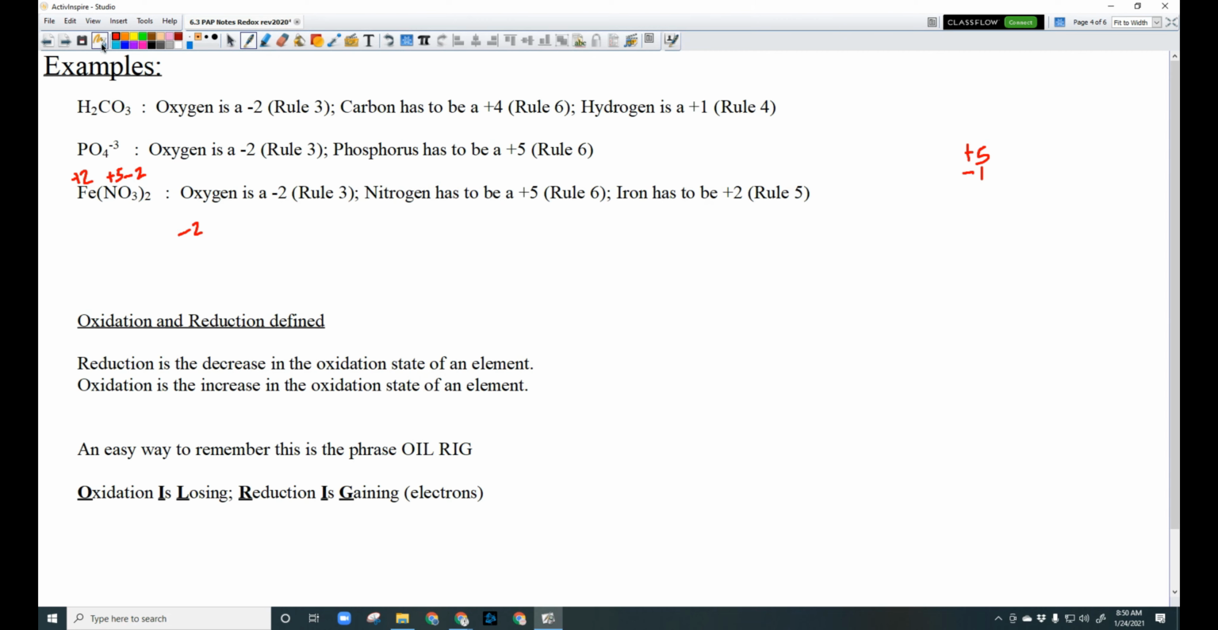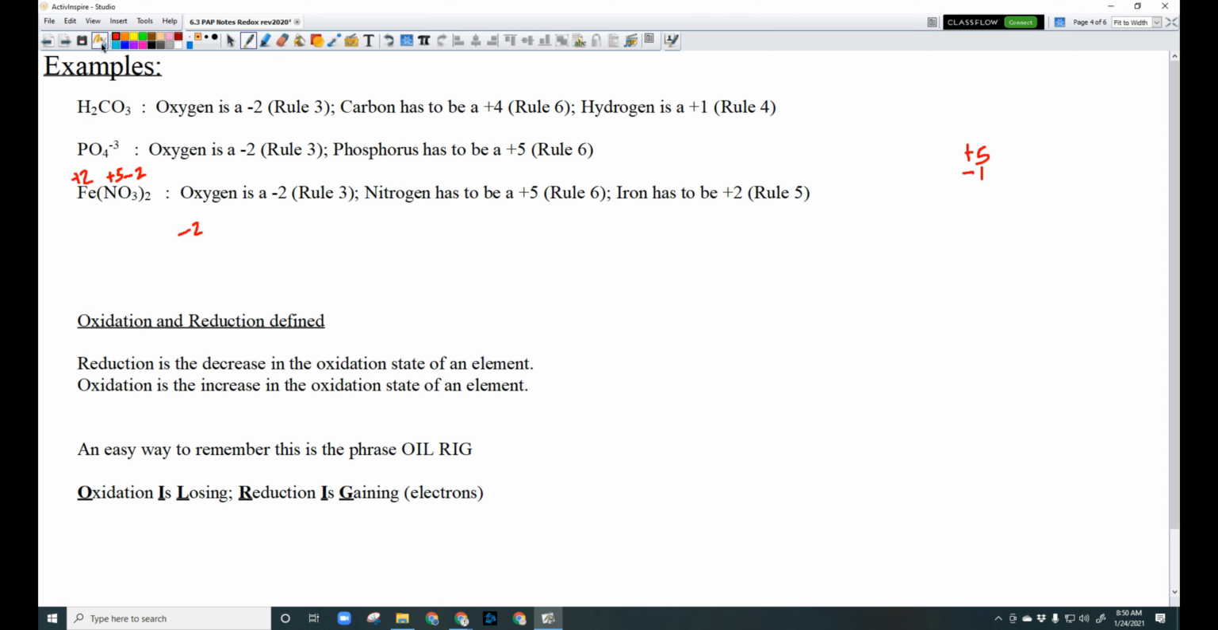So oxidation and reduction defined. The official definition of reduction is a decrease in the oxidation state of an element. So oxidation is going to be the increase in the oxidation state of an element. Now that's the official definition, but it's not always easy to remember oxidation reduction like that. So we're going to use an acronym, and it's an easy way to remember what's happening here.